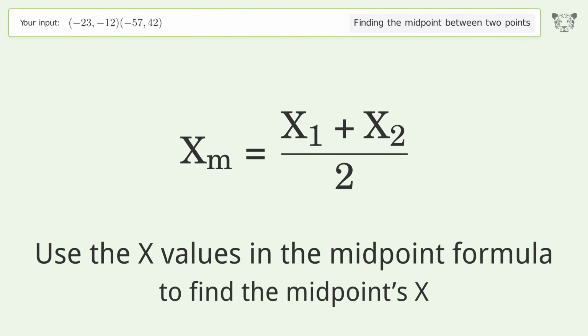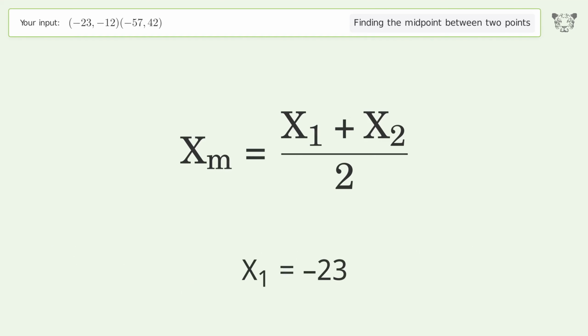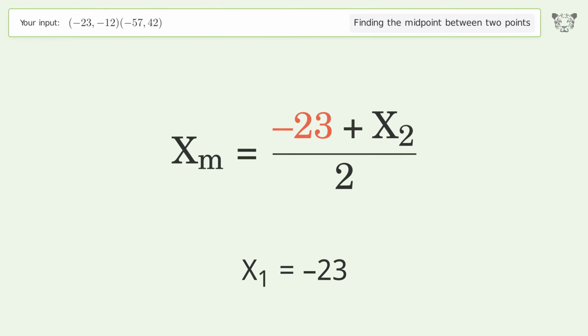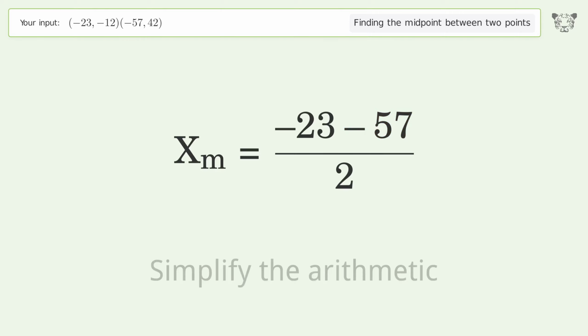Use the x values in the midpoint formula to find the midpoint's x. x1 equals negative 23. x2 equals negative 57. Simplify the arithmetic.